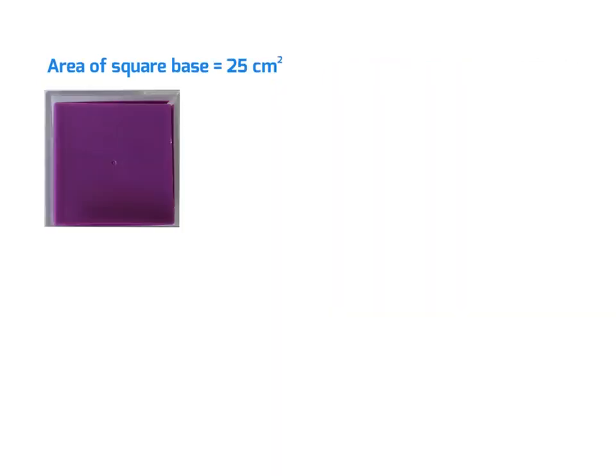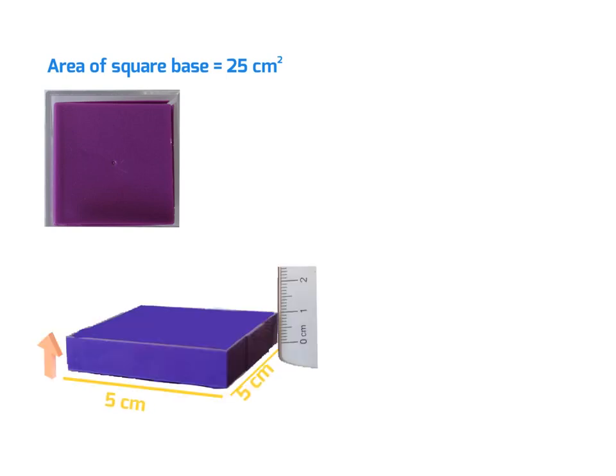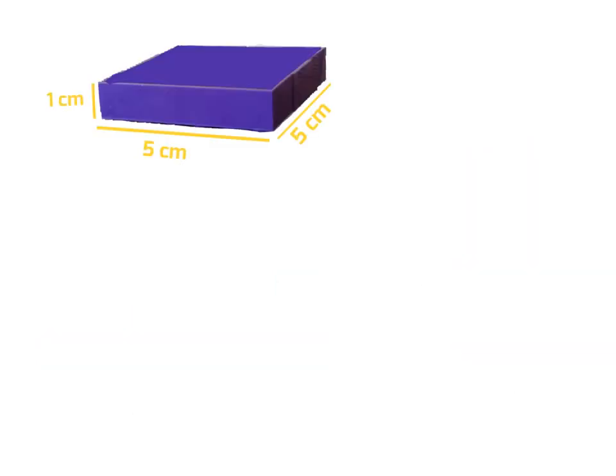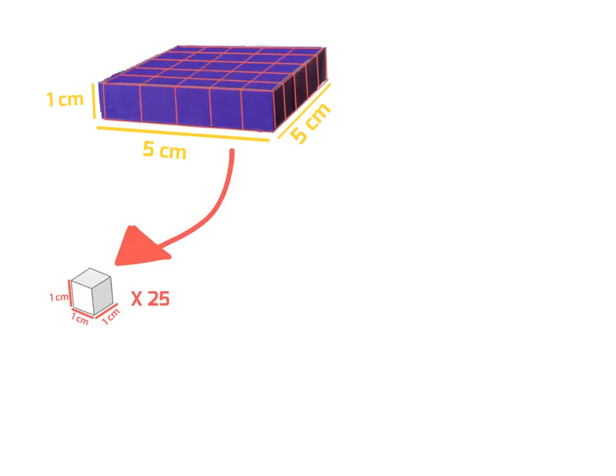Our square base is a 2D shape, but what if we extended our 2D square into the third dimension by 1 centimeter? This would represent a slice of our rectangular prism. Now we have a 3D solid whose length is 5 centimeters, width is 5 centimeters, and height is 1 centimeter. If we broke this 3D solid into 1 centimeter cubes, we would have 25 cubic centimeters. This means the volume of our 3D solid is 25 cubic centimeters.